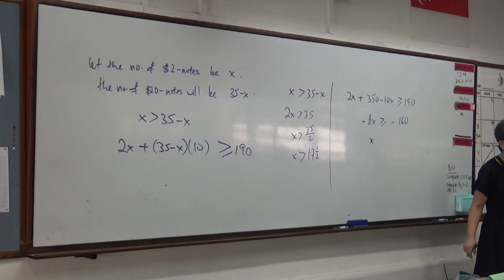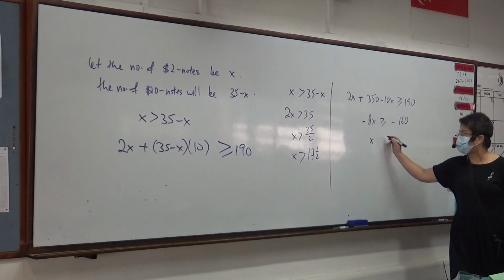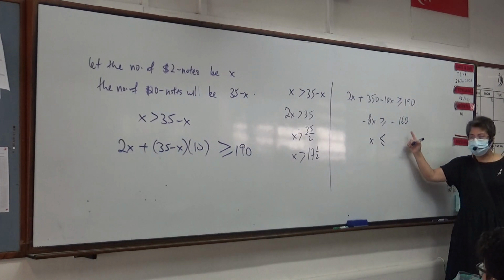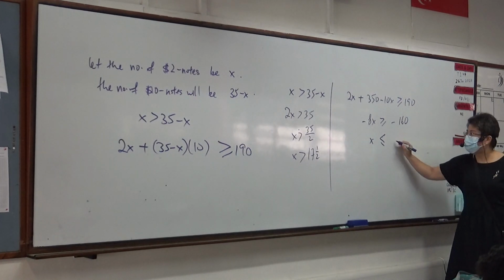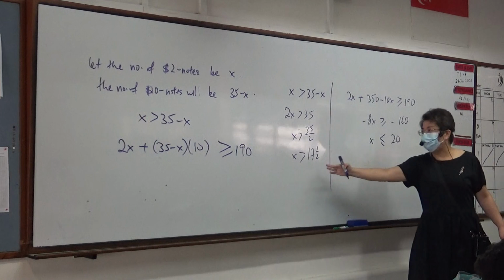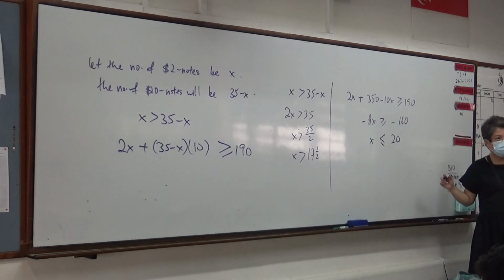I want to divide by negative 8, right? I told you already, when I divide by a negative number, what must I do? Flip the sign. Must remember more. Okay? What is 160 divided by 8? 20, right? Agree, class? Okay. Now, do you agree that both inequalities must be satisfied?